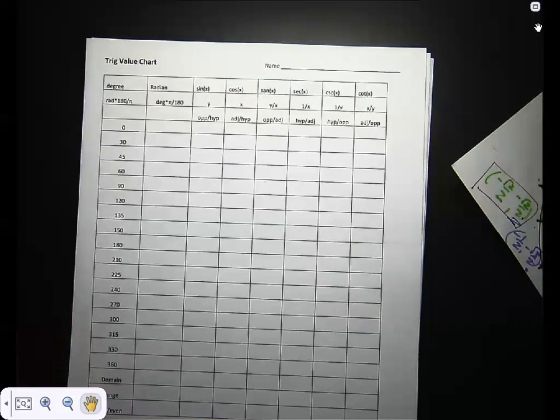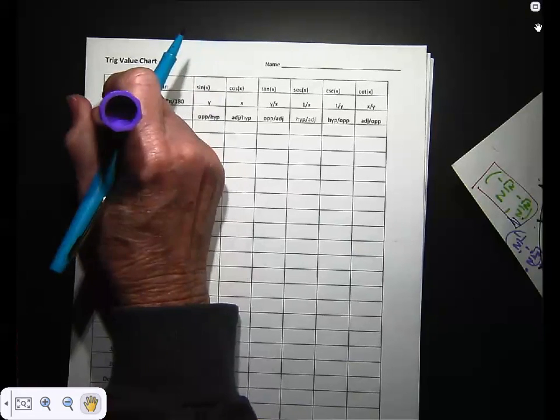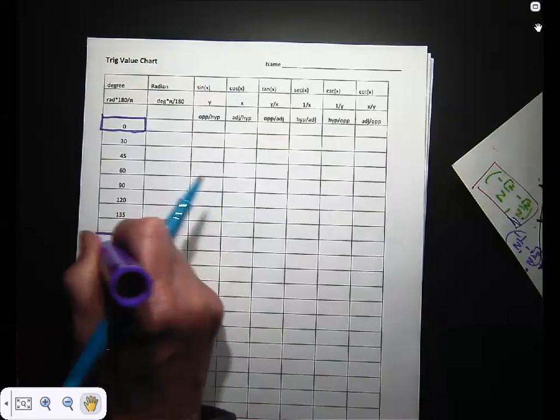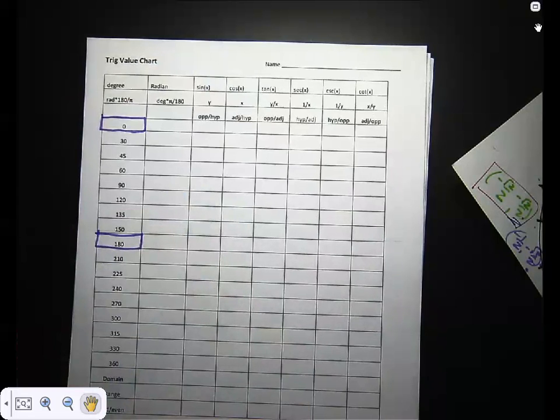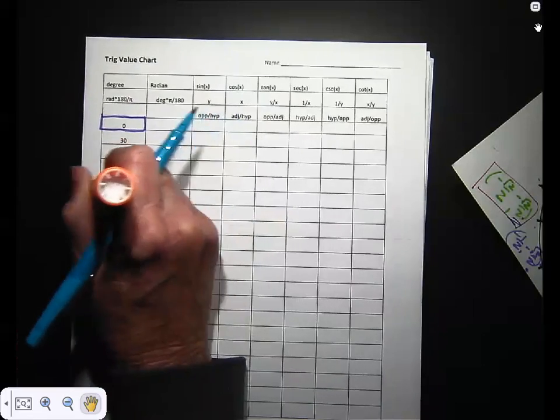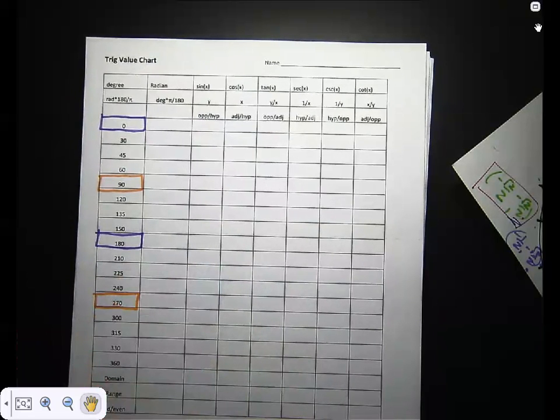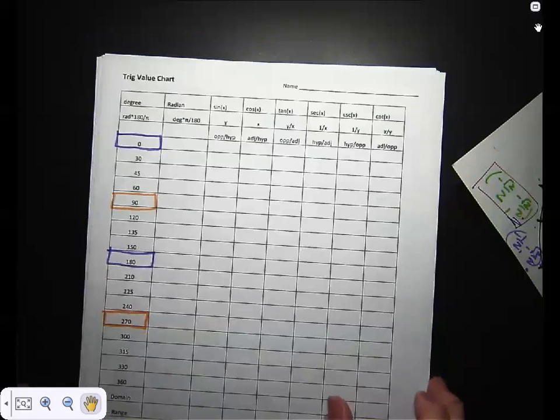So there is kind of like a schedule of what we just did. Your job today is going to be to fill out this chart. Now, if I was doing the chart, I would put some things together that go together. Like I know that 0 and 180 degrees are going to be related to each other. I know that 90 and 270 are going to be related to each other. So when I start doing the problems, I know that that could just be a sign change.